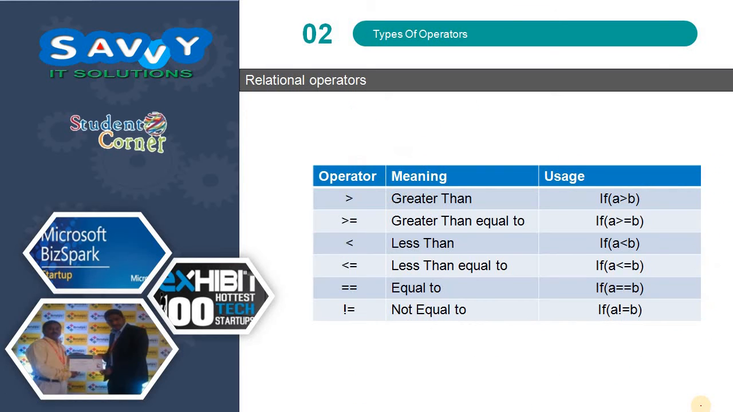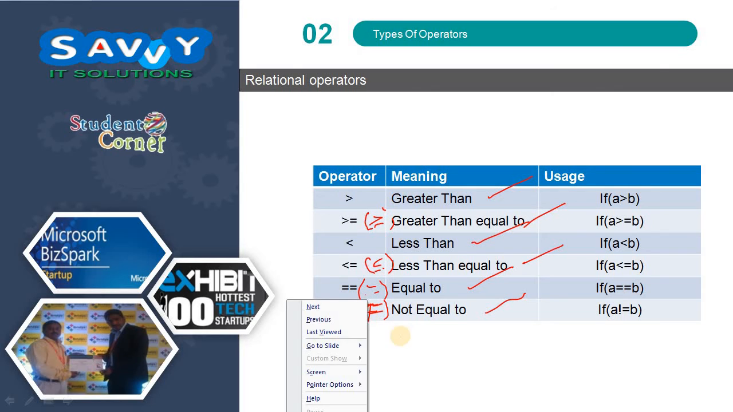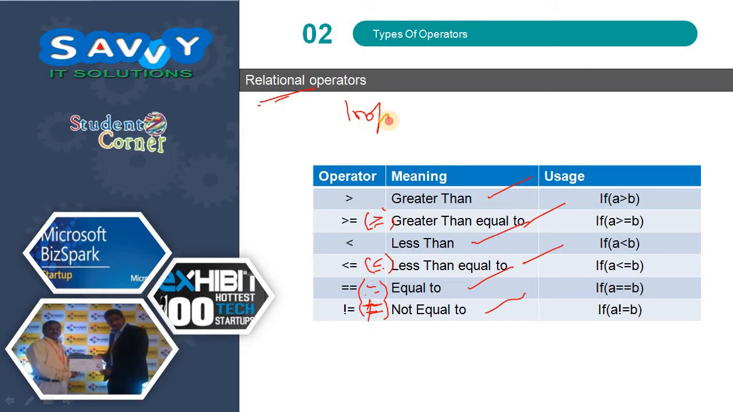Next stage. The next one is relational operators: greater than, greater than or equal to, less than, less than or equal to, equal to, not equal to. Relation is nothing but we need to check greater or less, or greater than or equal to, or less than or equal to, not equal to. Mathematically these symbols are used like this, but these symbols are not available on any keyboard, so we use this representation. We use relational operators in loop control structures and branching.